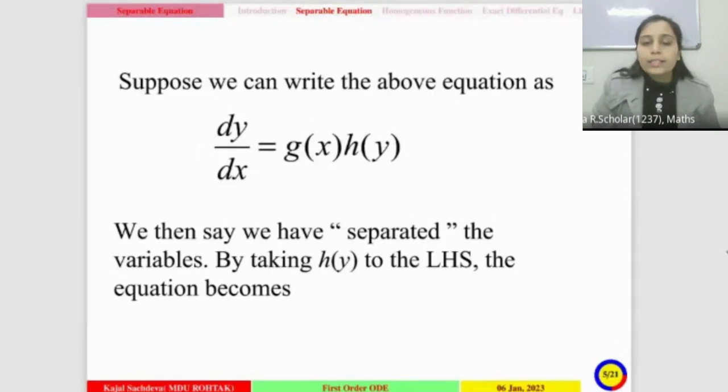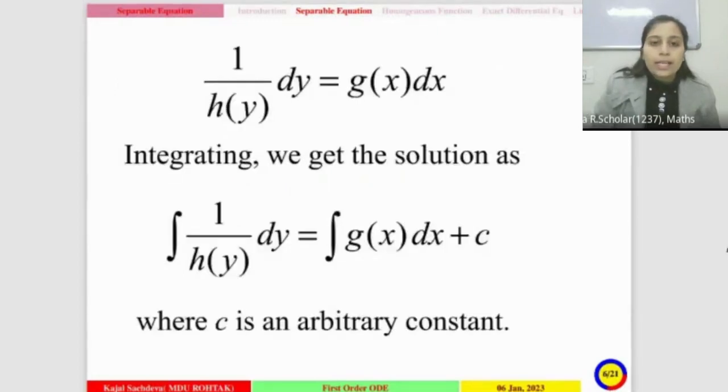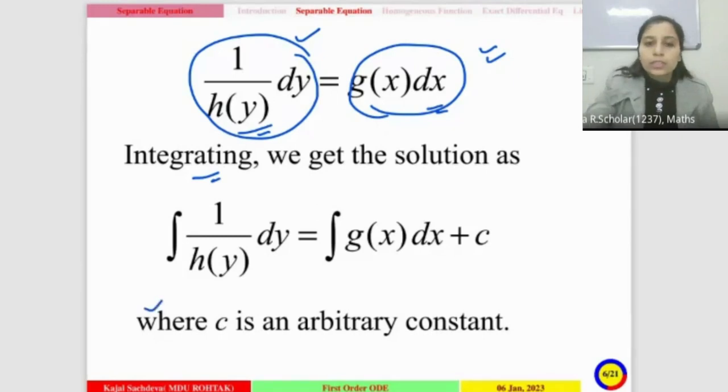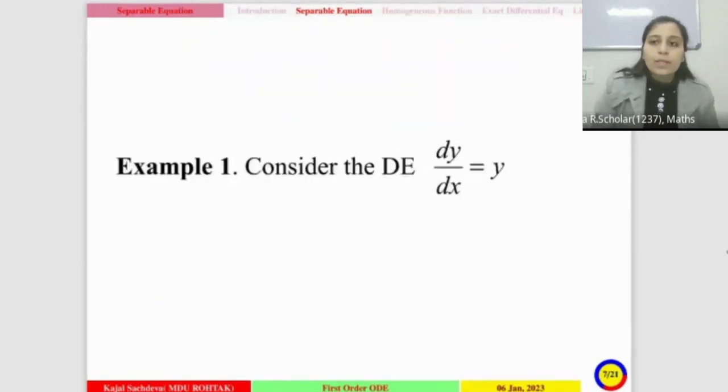Then we can write this equation as a function of x into a function of y, and separate it by taking y on one side and x on the other side. Now the whole left hand side depends on y only, and the right hand side depends on x only. So we can integrate it and get the required solution. We have an example on this.